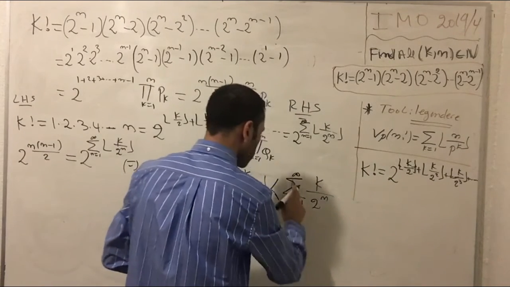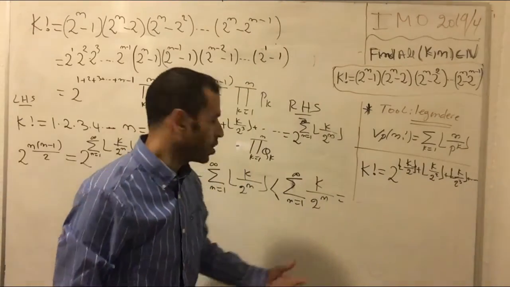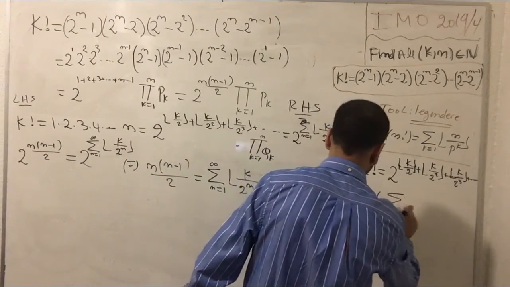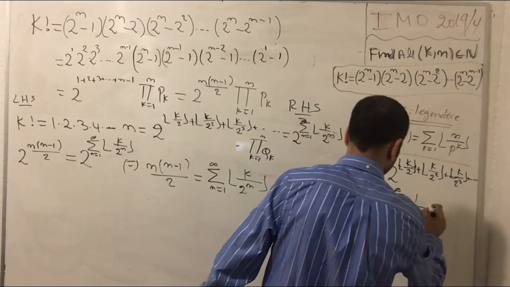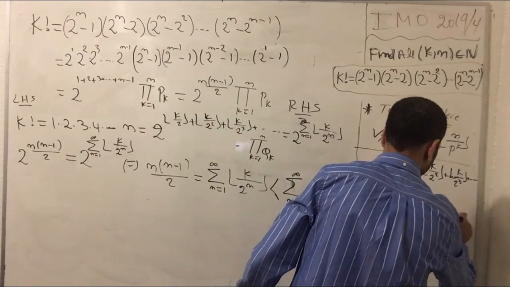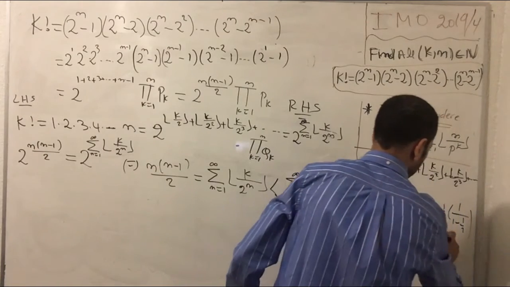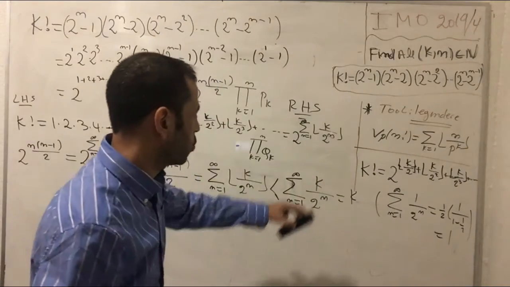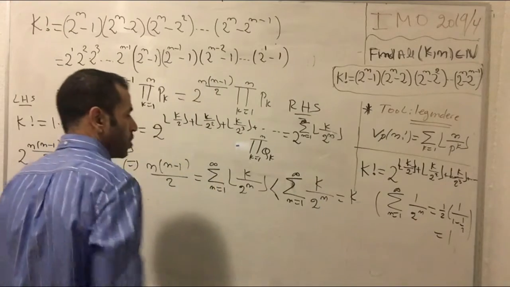Okay, this is a nice classic geometric series. You will have k times the sum of 1 over 2 to the n, n going from 1 to infinity. Let's put the first term, 1 over 1 minus 1 over 2. We will have the number 1 here. This is a geometric series: 1 over 2, 1 over 4, 1 over 8, and so on, and the sum tends to 1.